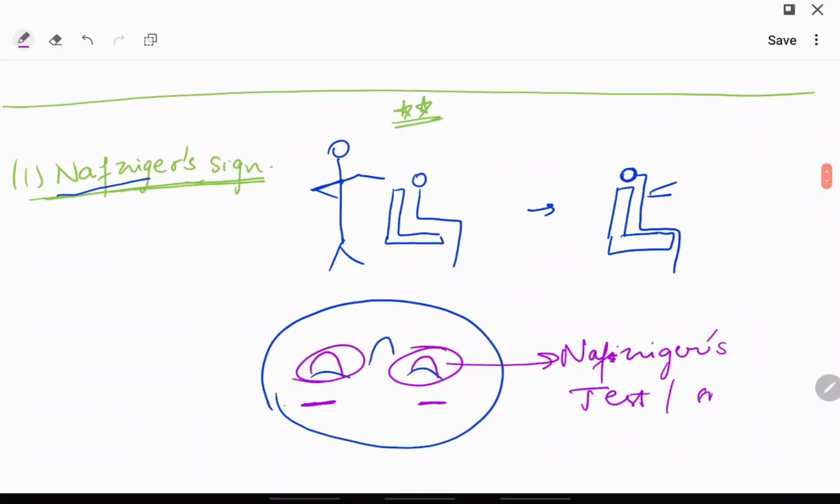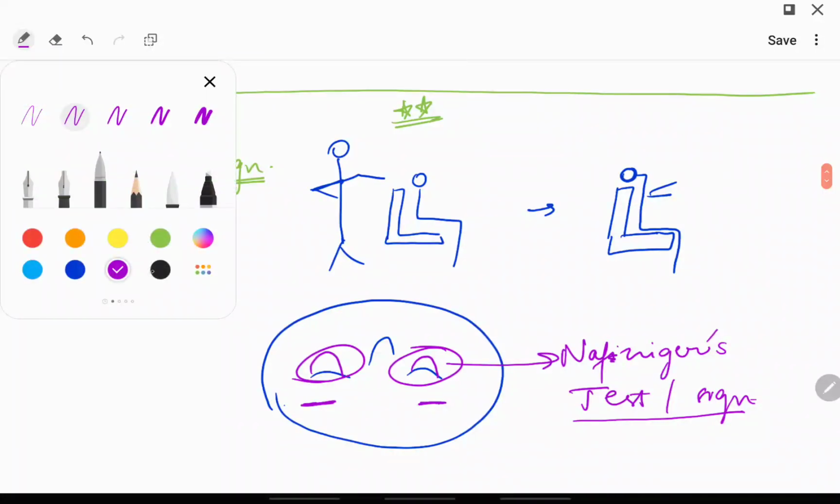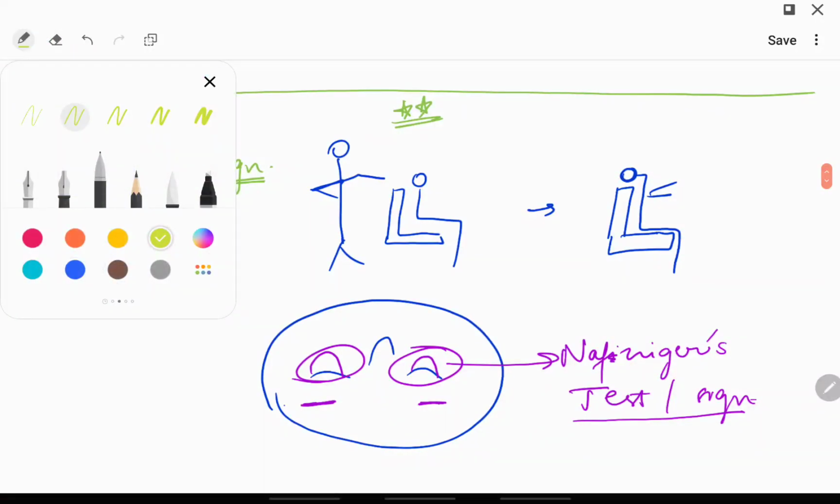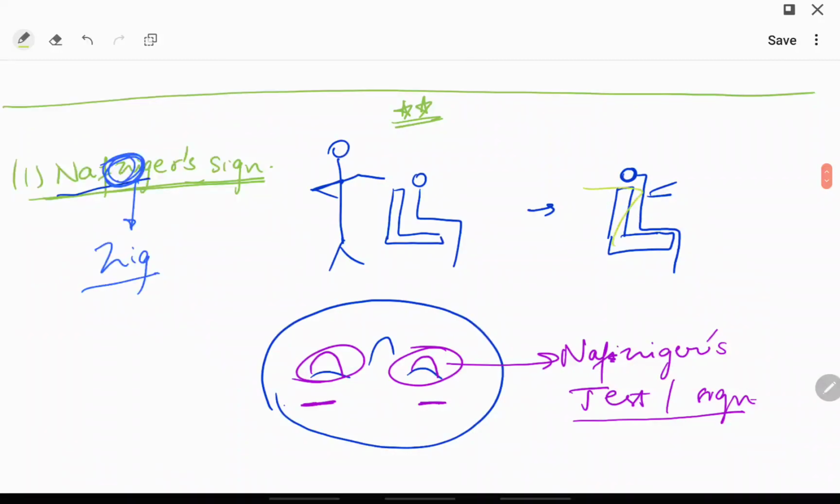test or the sign. Okay, so the way to remember is there is a Z, or the zig. So the patient sits like zigzag. Here you can see the zigzag happening. So Naf-Zyger zigzag sign.